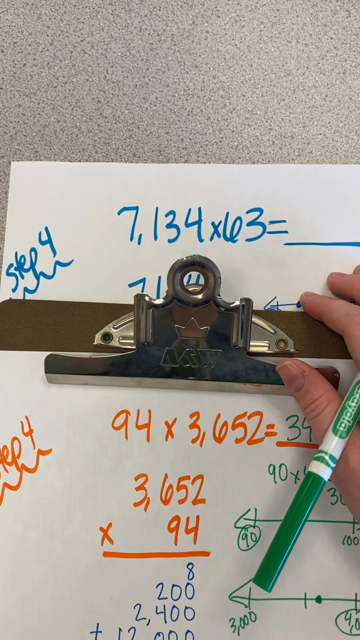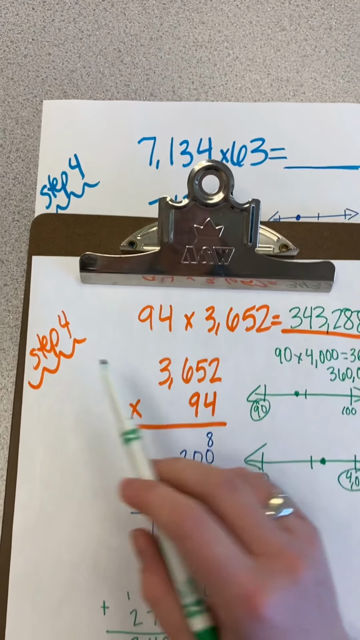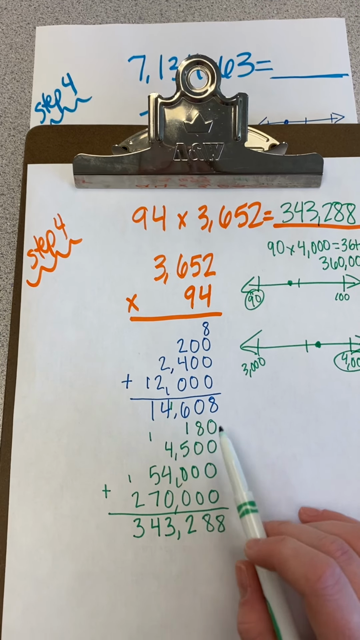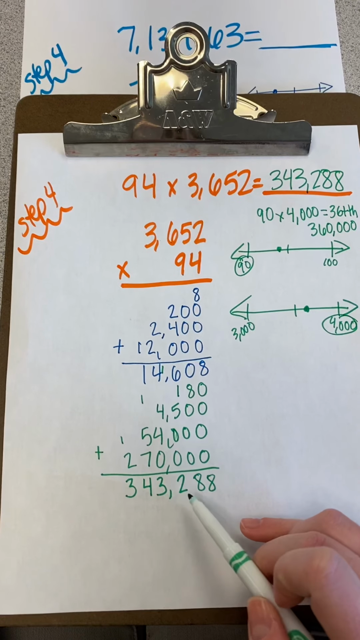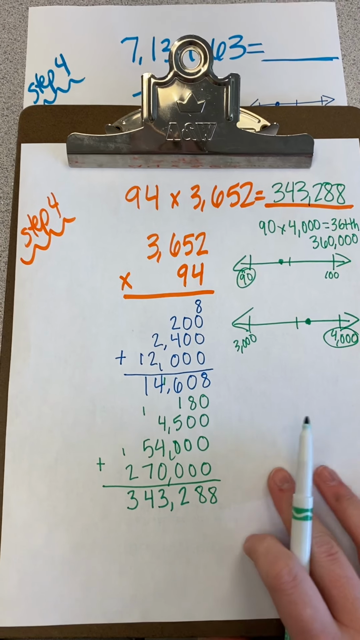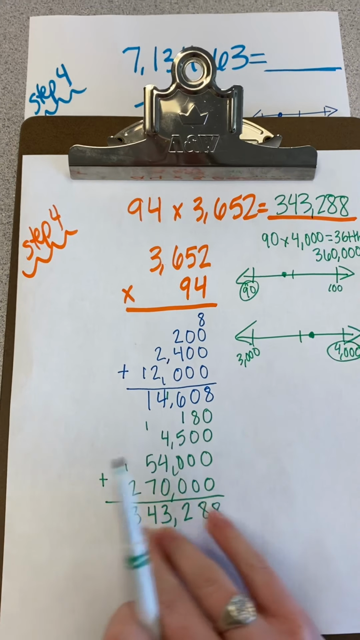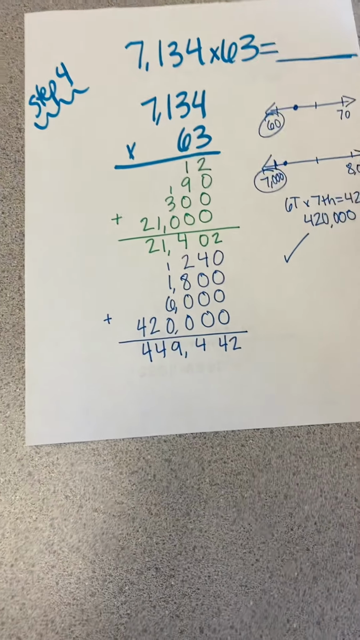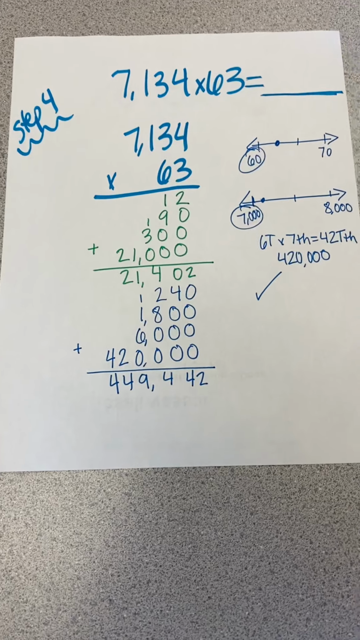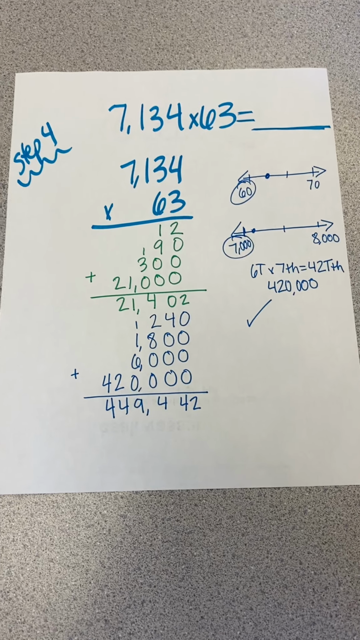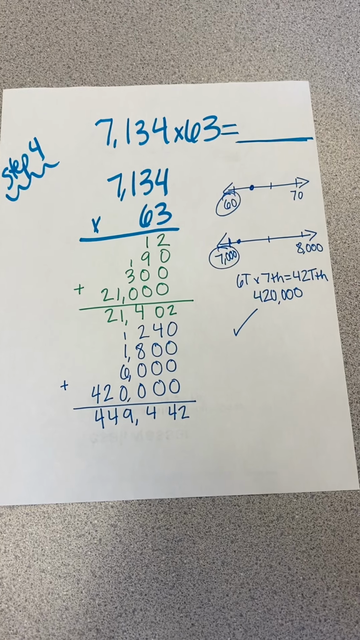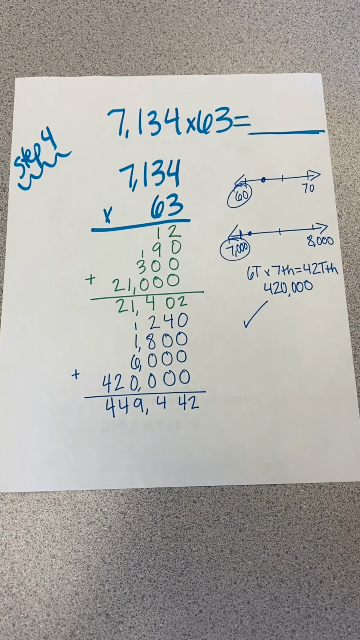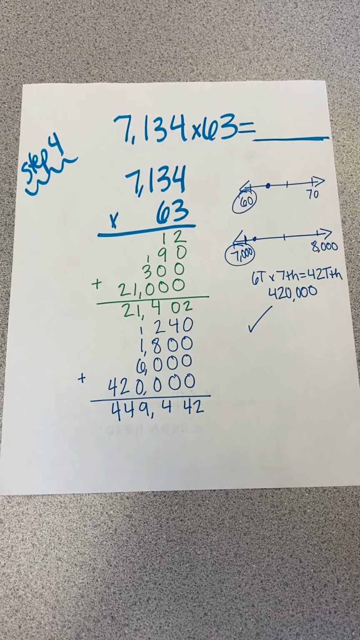7,134 times 63. Again, you're going to use step 4, which is where you add your ones all together before you move on to multiplying by your tens. Now that you have solved this problem, your answer is 449,442. And again, I estimated by rounding to the greatest place value for each of those numbers. And that gave me 420,000, which is a reasonable estimate.